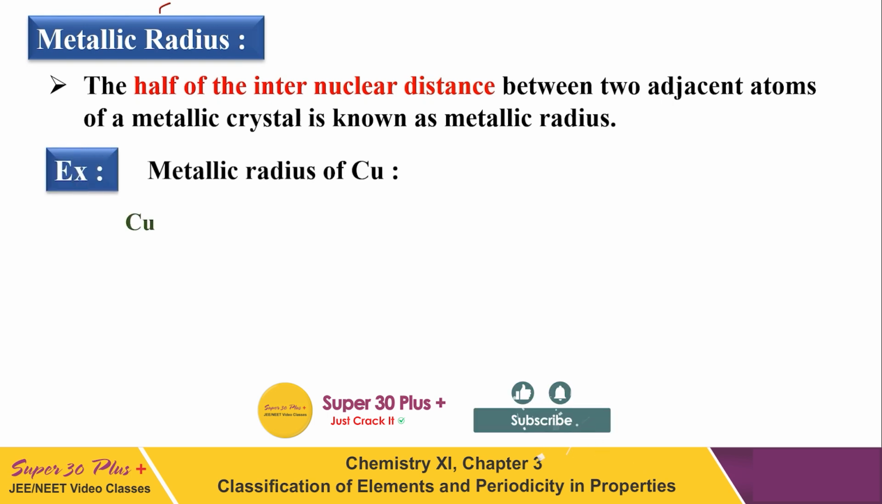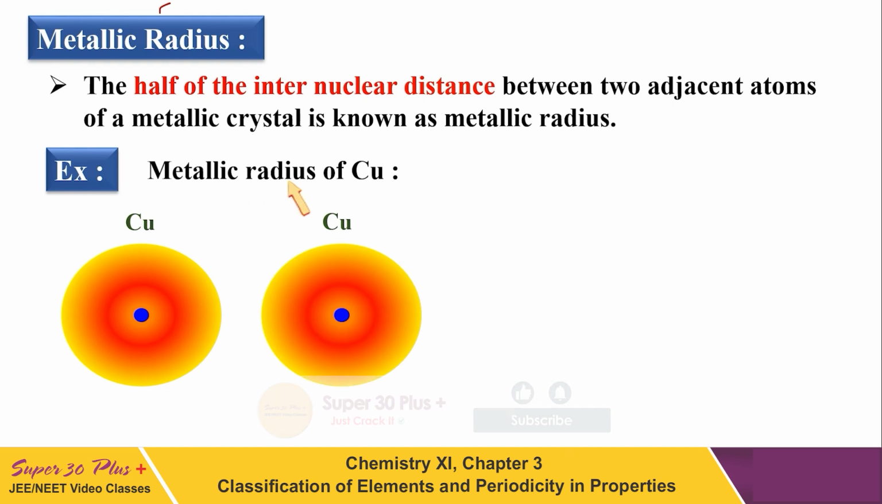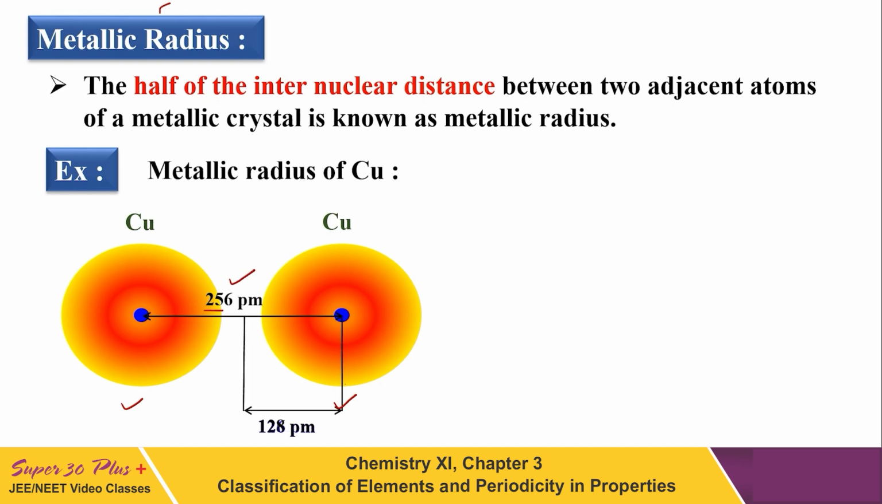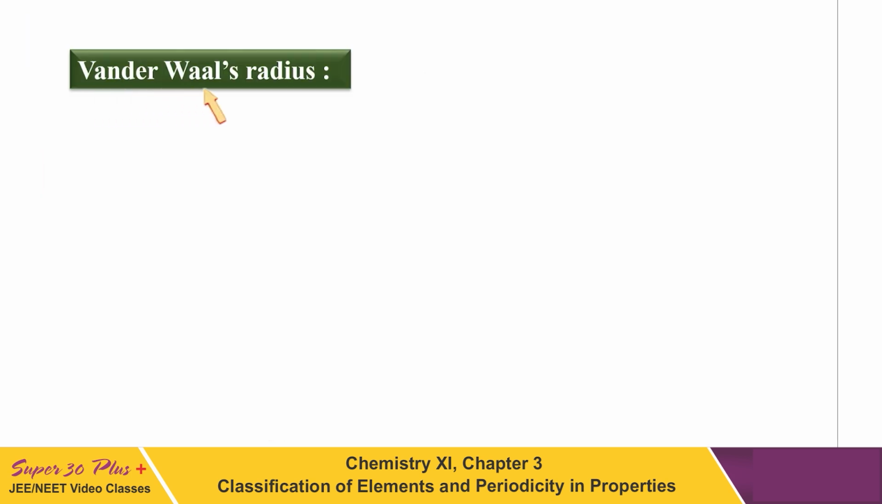Say for example, what about the metallic radius of copper? Now you see we have two different atoms of copper. In these two atoms of copper, the distance between their nuclei is 256 picometer. Out of this 256 picometer, what is their half? It is 128 picometer, which is the metallic radius of copper. Then van der Waals radius.